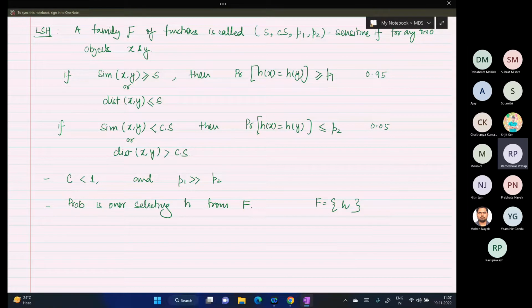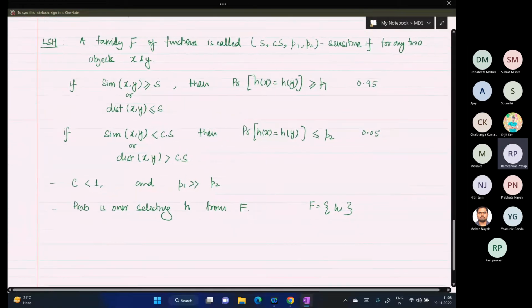It's called (S, C·S, P1, P2)-sensitive if we take any two objects such that, if the points are similar, if their similarity is more than S, then the probability that H(X) equals H(Y), basically the hash values of both X and Y are the same, is at least P1. And if similarity of X and Y is at most C times S, then the probability that their hash value is the same is at most P2. And P1 is much larger than P2. Is this definition clear?